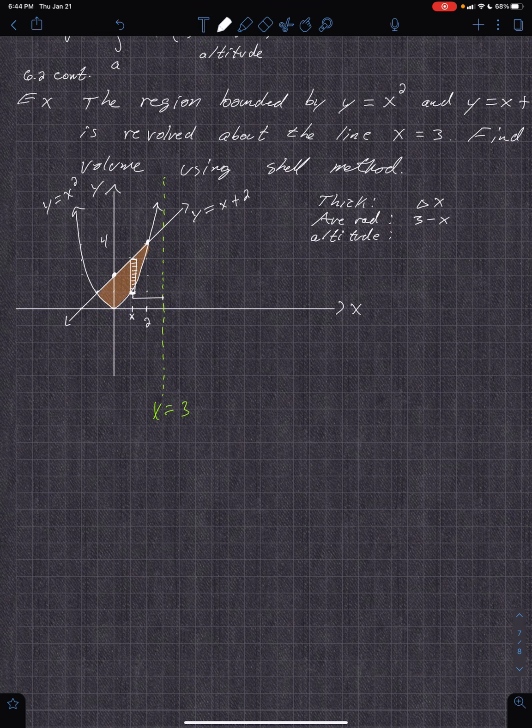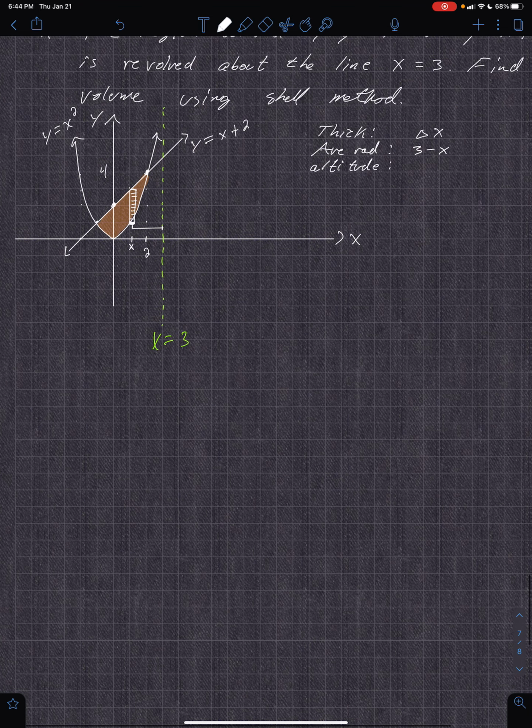Then the altitude is like before. That's going to be the height of the whole thing, your h, which is the difference of the function values. The top one is x plus 2 minus the bottom one, which is x squared. Then let's set up our function. So our volume then is what?